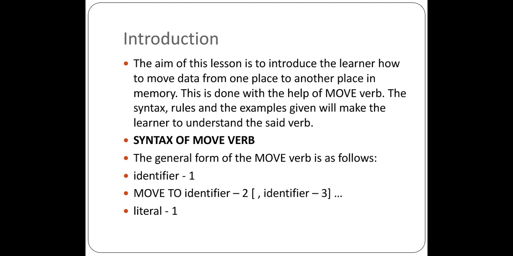The syntax and the rules are listed here. The syntax of the MOVE verb is: MOVE identifier 1 TO identifier 2, identifier 3, or literal 1. Here we have the sending field and the receiving field. Which one acts as the sending field and which as the receiving field is decided based on how we use the data movement verb. The MOVE verb is the one we are using as the data movement verb here.